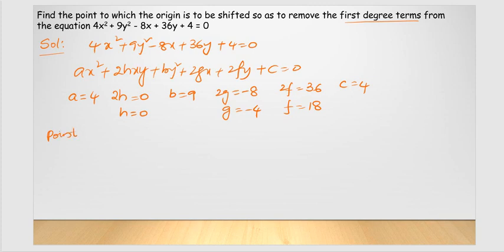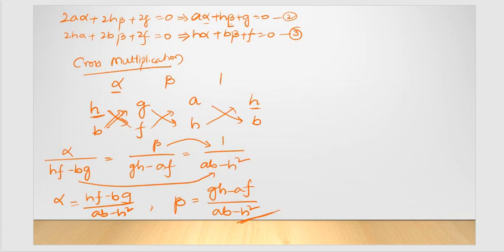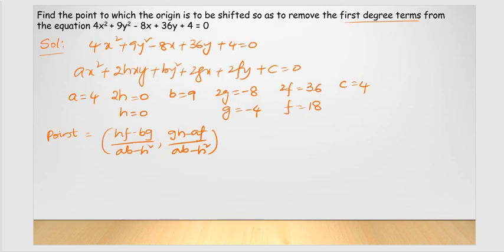So what is that point? The shift in origin point is nothing but, what is the formula? ((HF − BG)/(AB − H²), (GH − AF)/(AB − H²)). So this is nothing but the formula, right? So once again, ((HF − BG)/(AB − H²), (GH − AF)/(AB − H²)). Now substitute the values.